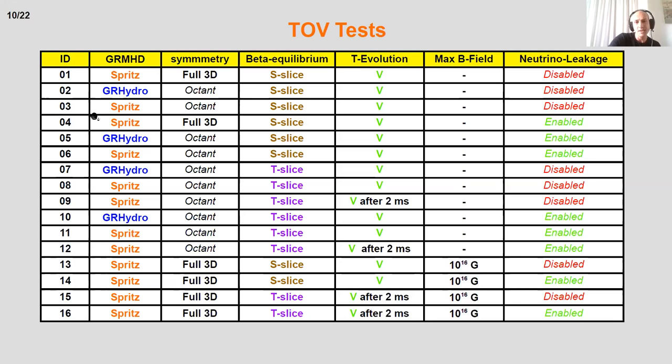We consider both slicing methods, so constant entropy slices or constant temperature slices for initial data. And then every variable is left free to evolve. So the temperature evolution is always performed. But for some tests, we decided to switch on the temperature evolution after some time in order to see if our scheme is able to get the correct results. Most of the tests are in pure hydro, but we also performed some tests considering a strong magnetic field, of the order of 10^16 Gauss. And some tests are with the leakage scheme and some without.